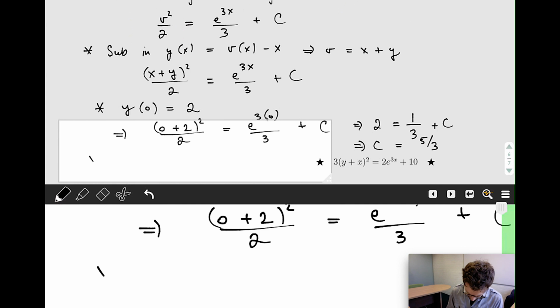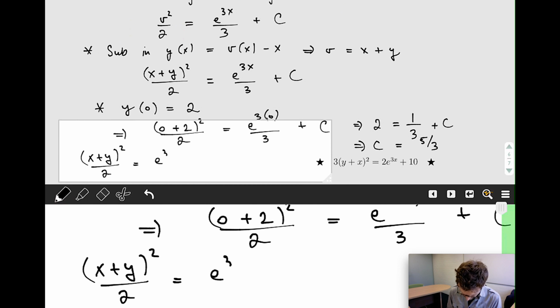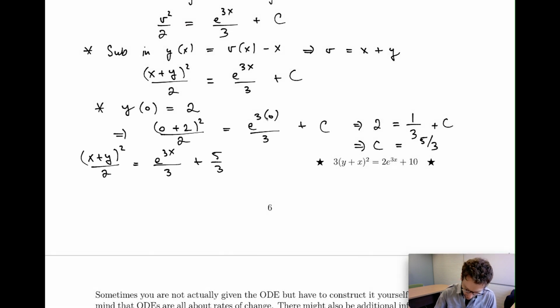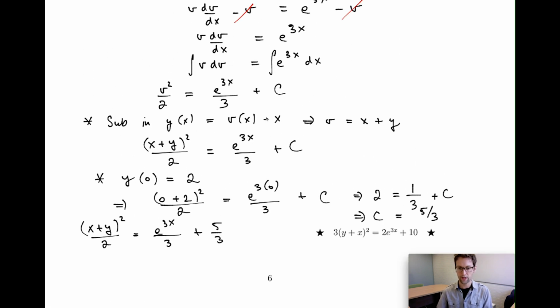So we find that (x + y) all squared over 2 is equal to e^(3x) over 3 plus 5/3. And again, you notice there that I have not tried to express this as an explicit solution for y, because then that would involve taking the square root, which would give me pluses or minuses. I'd have to write that as two different solutions for two different ranges of values of x.